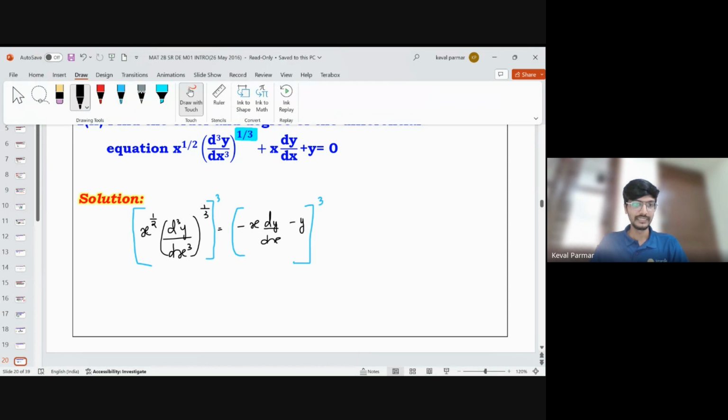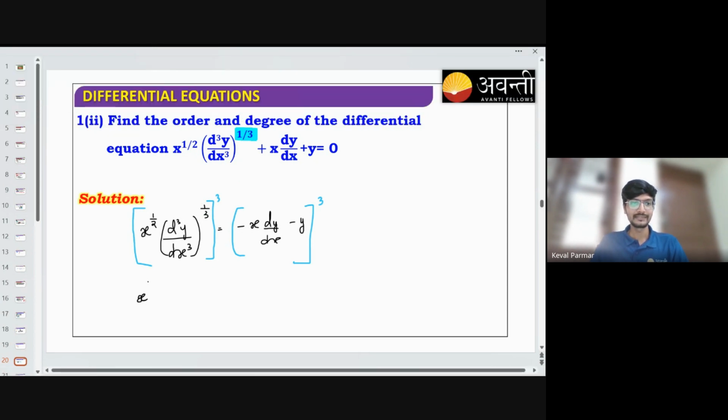So I'll be left with x raised to 3 by 2 into d3y over dx cube raised to 1 is equal to, here I don't care about the cube, there is no need to open it. Why? Because I am only interested in the highest ordered derivative, which is this. So here y minus x dy over dx minus y, the whole cube. I am only interested in the highest ordered derivative.